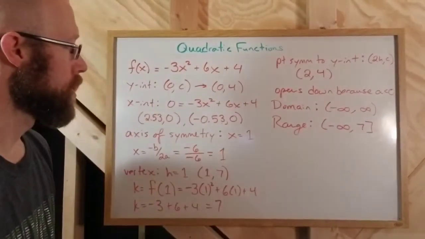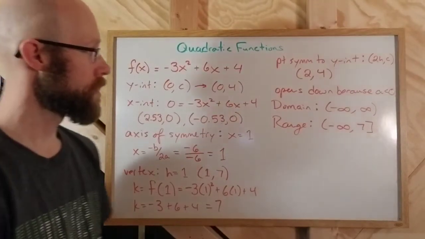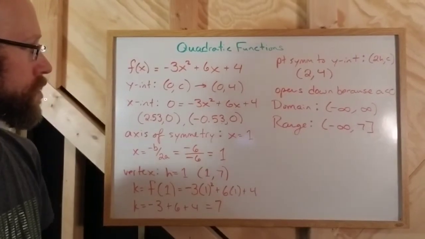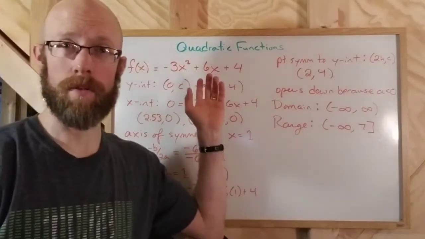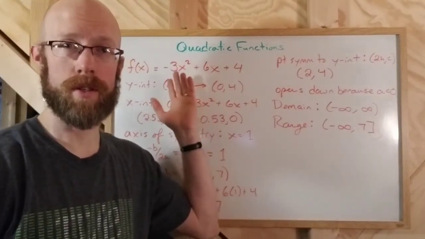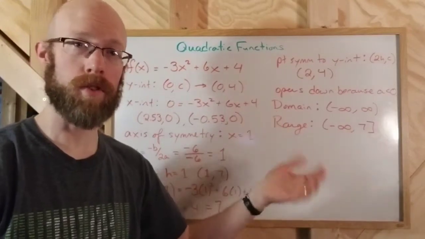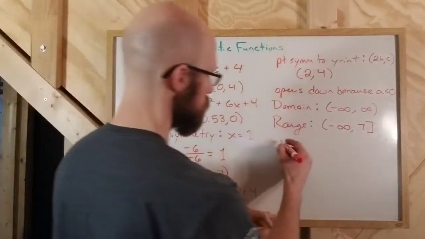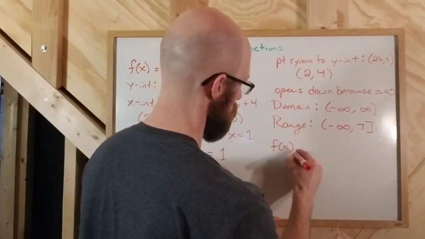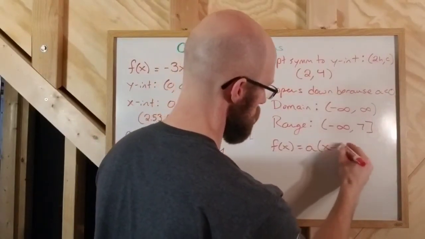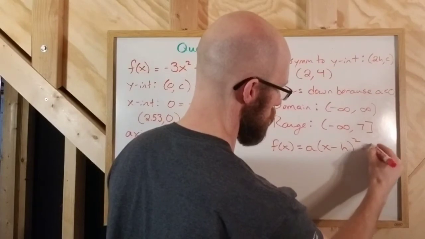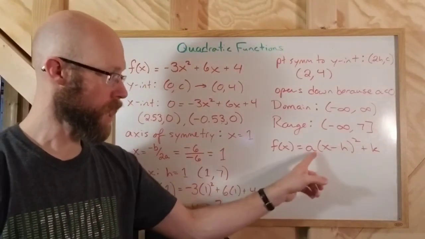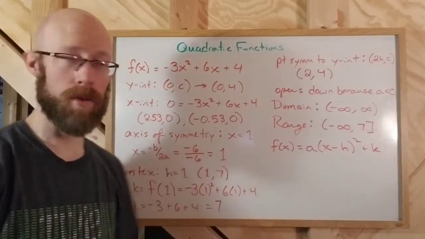Okay. Now the last thing, well, two more things. The last thing before I do the graph is to write out the vertex form, right? We can always convert these standard forms to vertex form and the vertex forms to standard form. So in order to convert this to the vertex form, which is a times x minus h squared plus k, I simply plug in the a, h, and k that I now know.